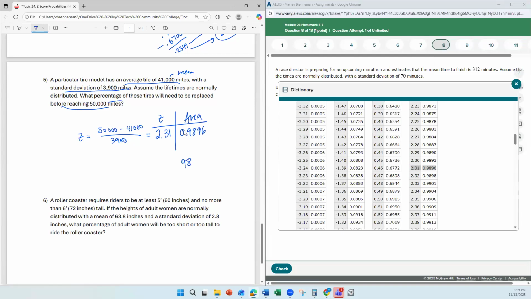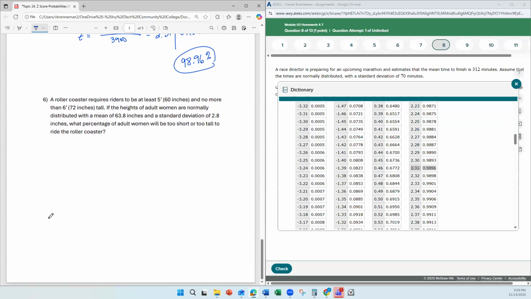It's 98.96%. Almost all will not reach 50,000. A few, less than 2%, barely over 1%, would then last beyond 50,000 miles.